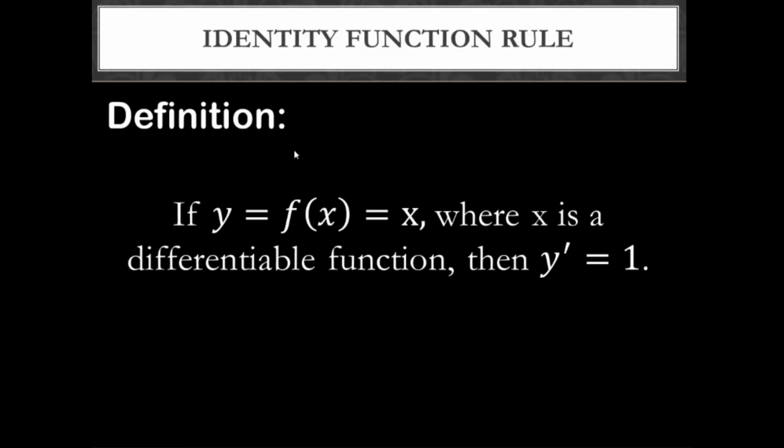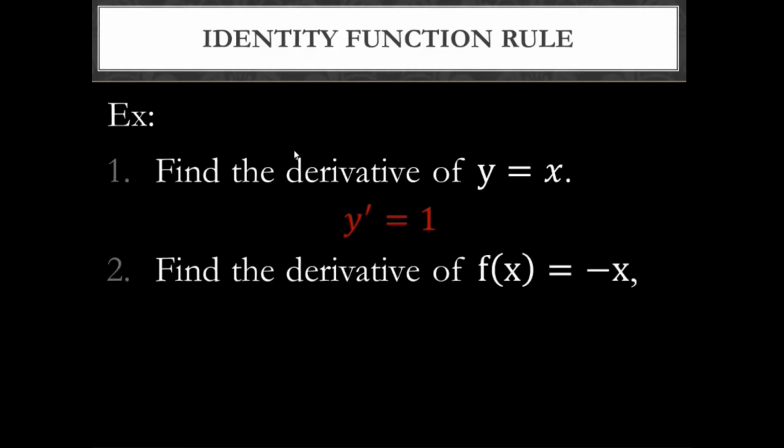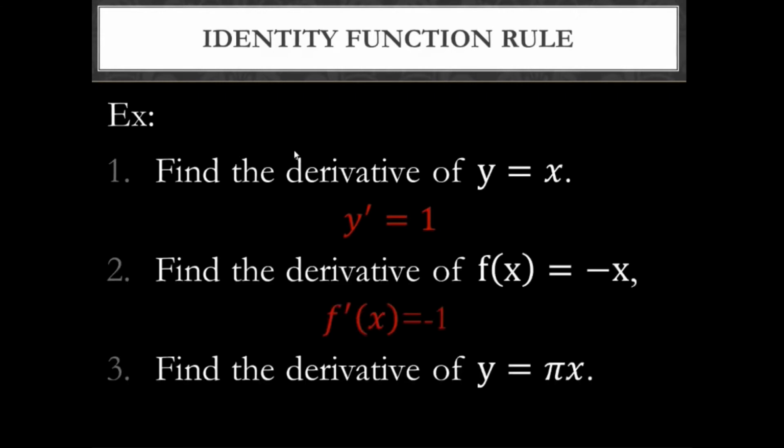Next, identity function rule. This is defined as: if y equal to f of x equal to x, where x is a differentiable function, then y prime is 1. Yan yung identity function rule. Three examples. Ano daw ang derivative ng x? 1. Ano po ang derivative ng negative x? That is negative 1. Derivative ng pi x? That is pi.